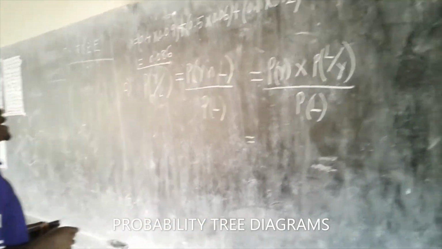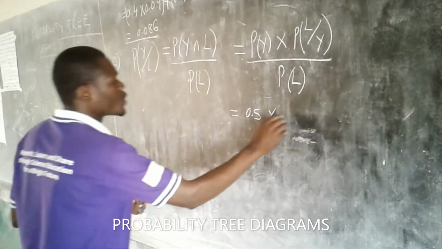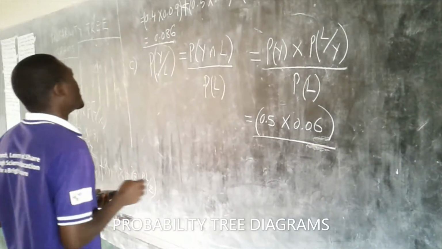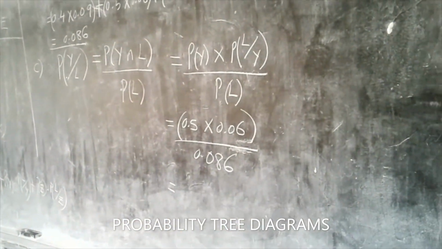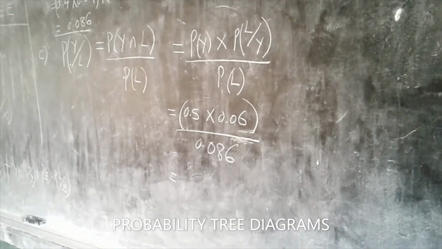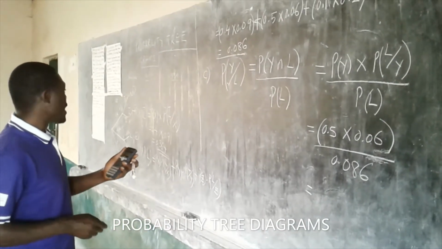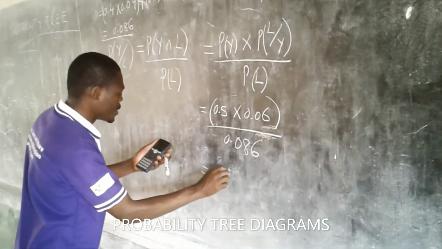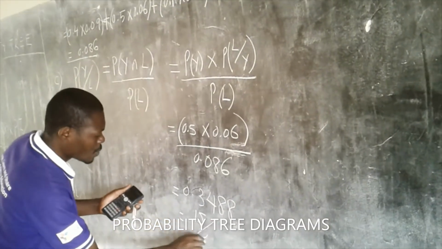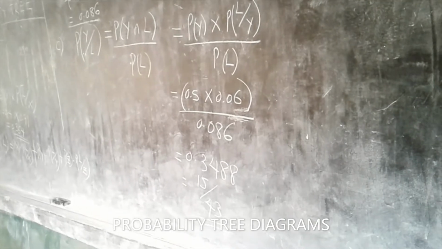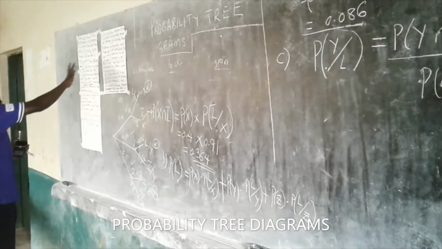And this will be probability of Y, which is 0.5 times probability of arriving late given that is from Y, which is 0.06, divided by probability of arriving late, which we have already computed as 0.086. Now, with your calculator, this will give us 0.5 times 0.06 divided by 0.086, and it eventually gives 0.3488 or 15 out of 43, and it is better to express probabilities as fractions as our best way of presenting probabilities. So that's how we can use a tree diagram to attempt such a question.